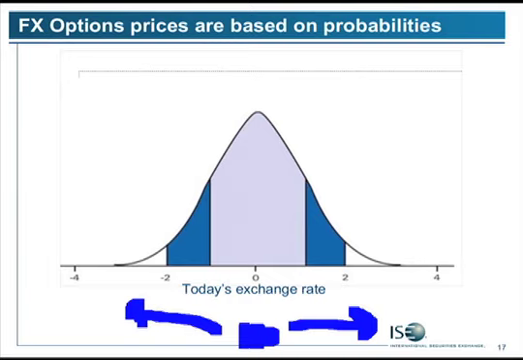Will it be trading at 100 a year from now? I doubt it. That's just the model. It might be much higher or much lower, and that's where these options are, how they're priced. They're priced off probabilities.